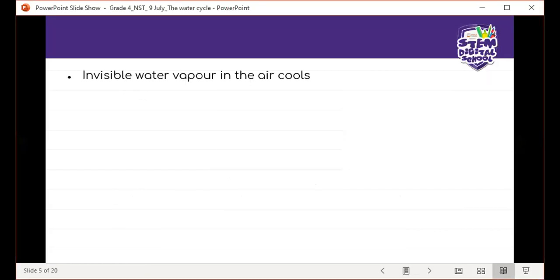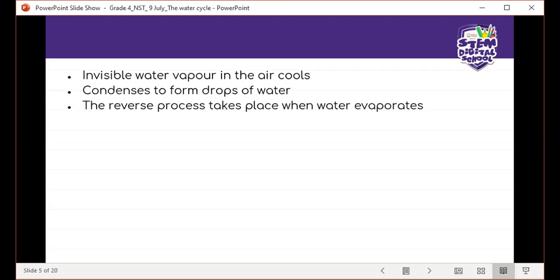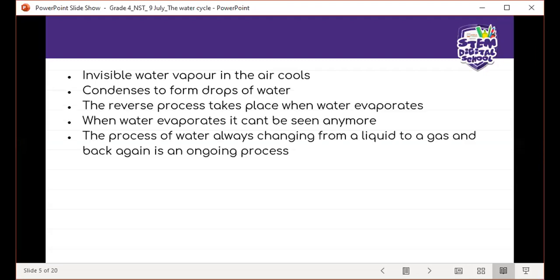The cycle has been taking place since the inception of dinosaurs. All right, and it's something that is very important to note. So guys, why is it possible? Invisible water vapor in the air cools, right? And then it condenses to form drops of water. Water evaporates. Water is always changing from liquid to a gas and back again. It is an ongoing process, and this is what we call the water cycle.